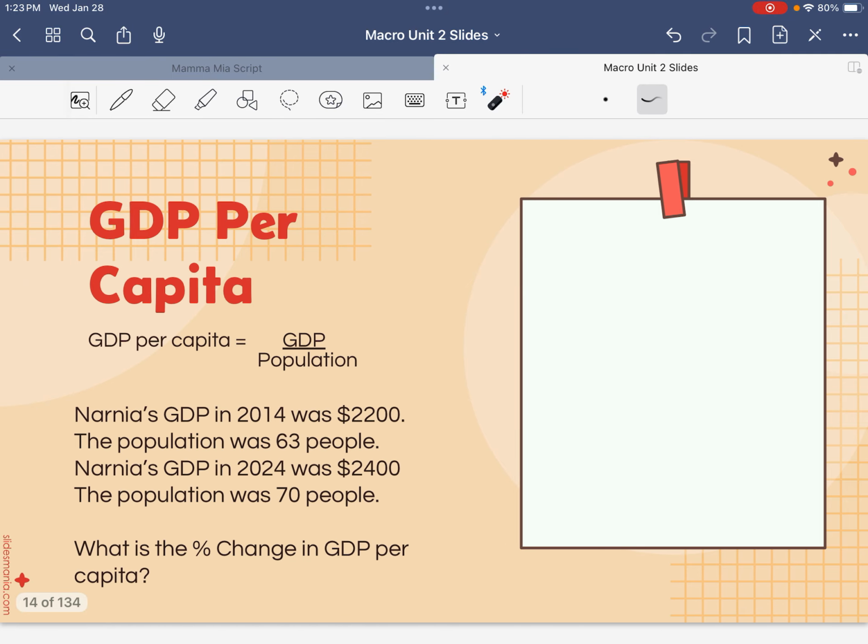Okay, so here's what I'm going to do now. I'm going to do both GDP per capita for 2 years in a row, 2014 and 2024.